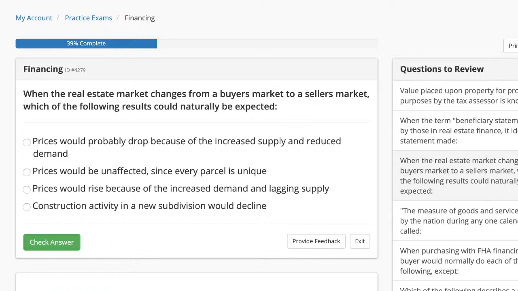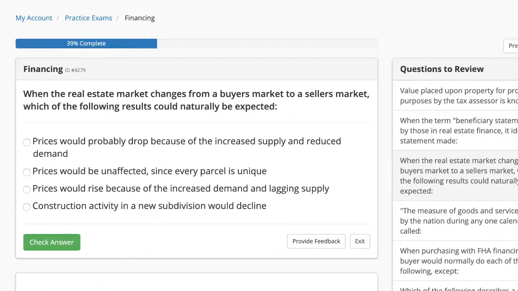So we asked what a VA loan is. A VA loan is a loan program to benefit veterans to make housing more affordable for them for their personal residence. That's what it is. Okay, so when the real estate market changes from buyer's market to seller's market, which of the following results could naturally be expected?